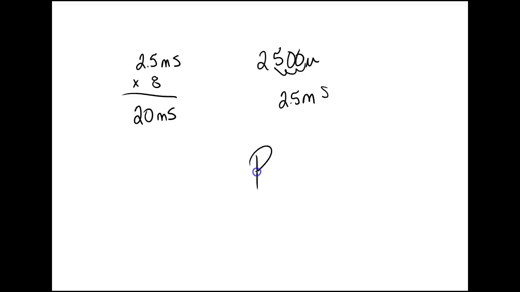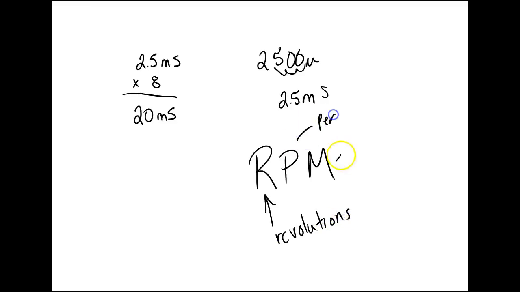Now what we're shooting for is this. And what does it stand for? Revolutions per minute. So if we get 20 milliseconds for 1 revolution, how many seconds would we get for 60 revolutions? Which would be a minute, right?